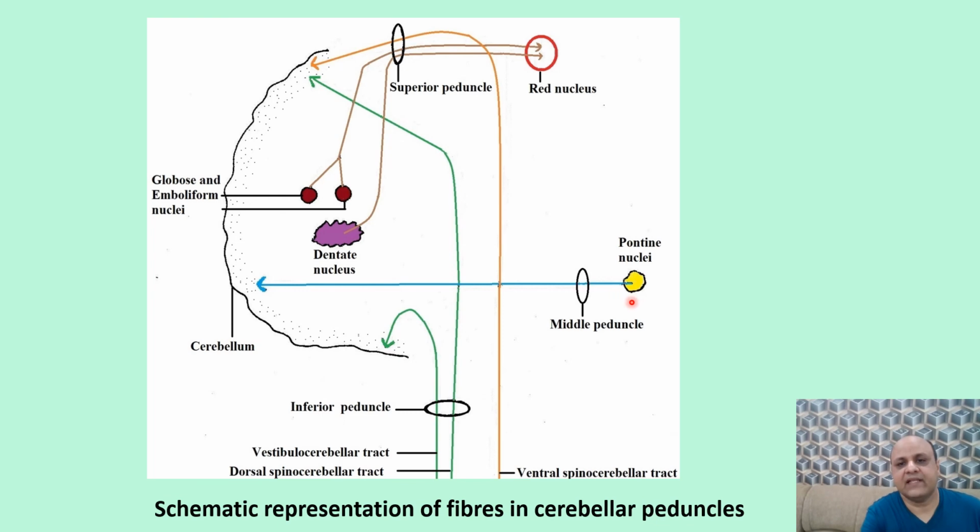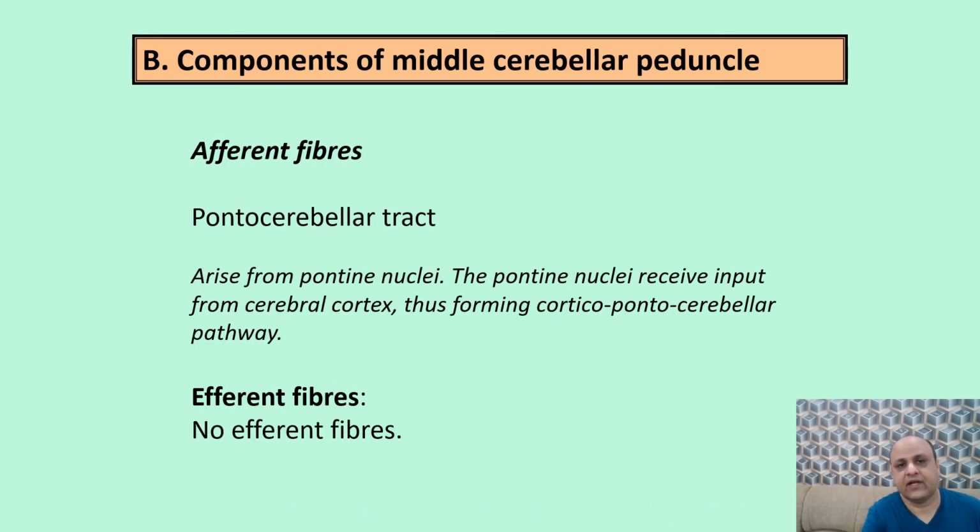So the middle cerebellar peduncle, the fibers are coming from the pontine nuclei to the cerebellum. So mainly the fibers are afferent. There are no efferent fibers in the middle cerebellar peduncle.